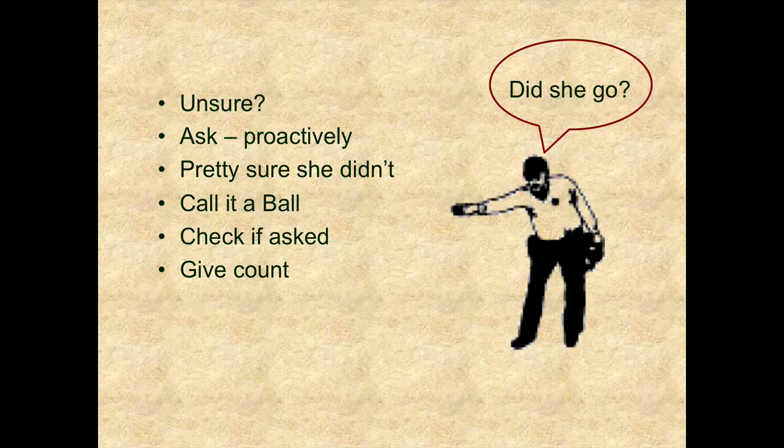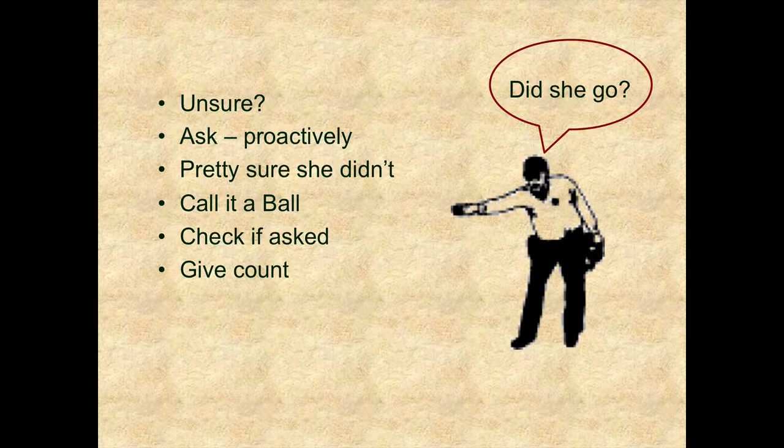If you are unsure whether the batter swung, immediately, without waiting to be asked, step out from behind the batter, remove your mask, point at your partner, and ask, did she go? Or did she swing? If you are pretty sure she didn't swing and the pitch is not in the zone, then call the pitch a ball. But don't say no she didn't, just call it a ball.